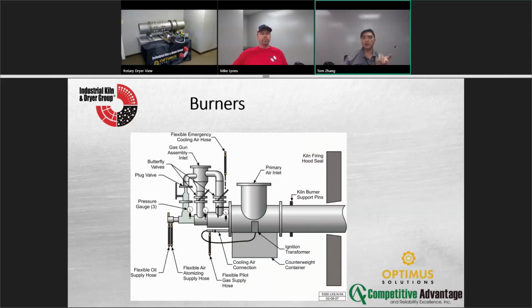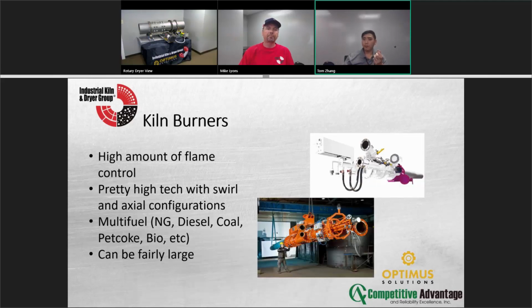So on the burners, on the kiln, you typically have multiple types of pieces around it. A kiln is a little bit more complicated than a dryer. On a kiln, it can be huge. It's pretty wicked. I mean, that's a pretty big unit, and it's all related to how the fuel gets in there, how the air gets distributed in there, or multi-fuels.